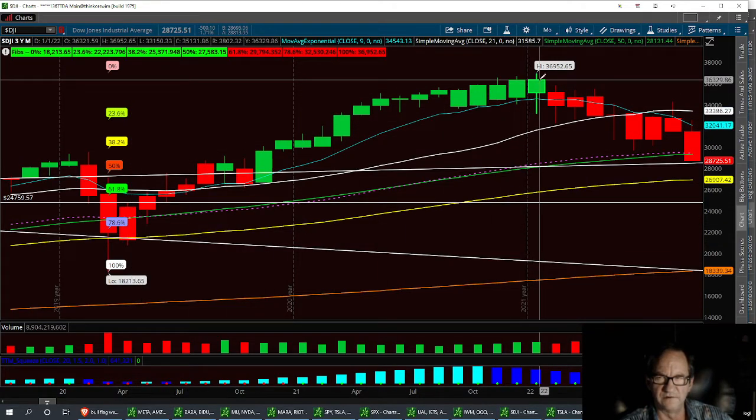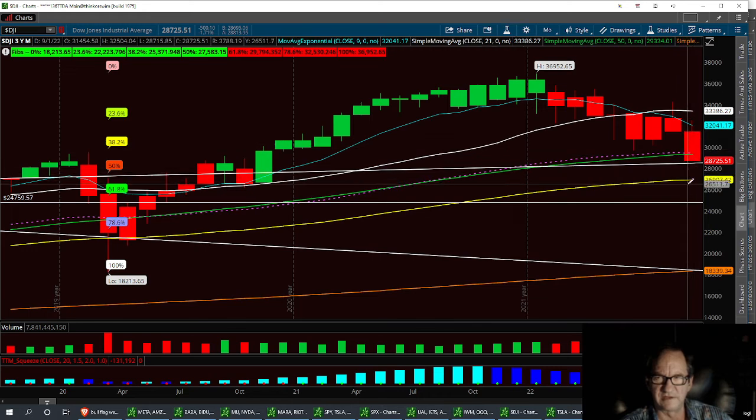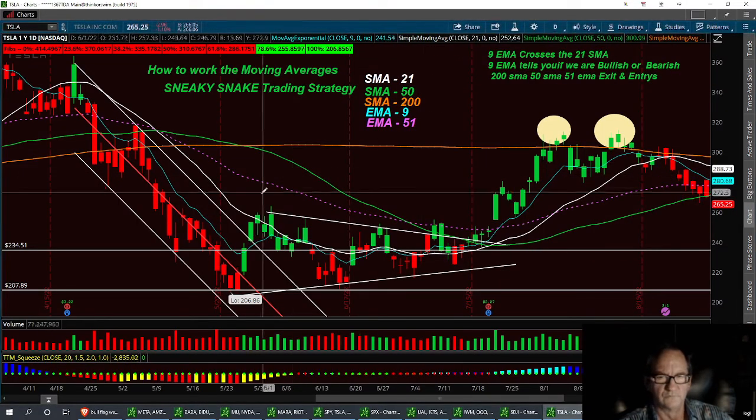Then we hit that new high, and now she's come back. So if this thing pulls back to that 81 EMA again, might have us a good trade here for swing trading. So I really like that. We'll go back to Tesla now.